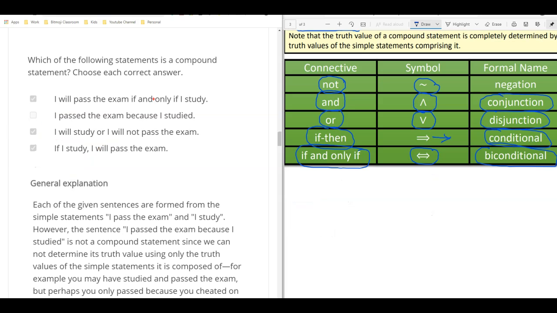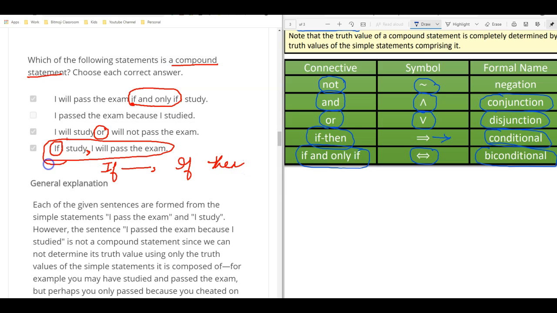All right, one last problem. Which of the following is a compound statement? Again, you're looking for connectors: and, or, if then, if and only if. The first thing I see is if and only if. Do you see that? And then I see an or here. And every time you see an if, a sentence and a comma, that means if, then. So this is another connector. This is another compound statement. So there you have it.